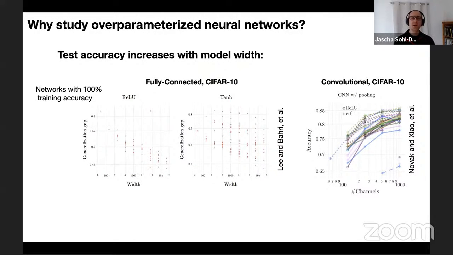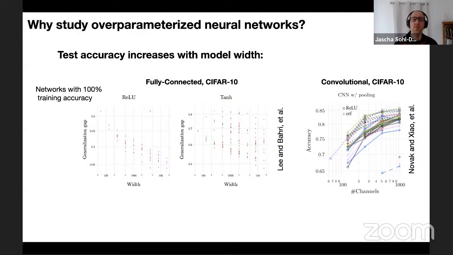So why are overparameterized networks an interesting object to study? Basically, they're interesting because they do better. There is a history in machine learning of building larger and larger models and getting higher and higher accuracy. Even within a given model class, test accuracy tends to increase with increasing model width. Here we show this experimentally in two different scenarios for both fully connected and convolutional architectures applied to CIFAR10.